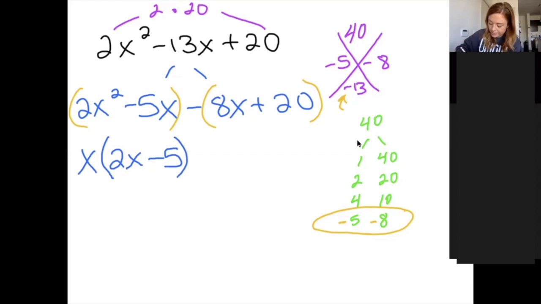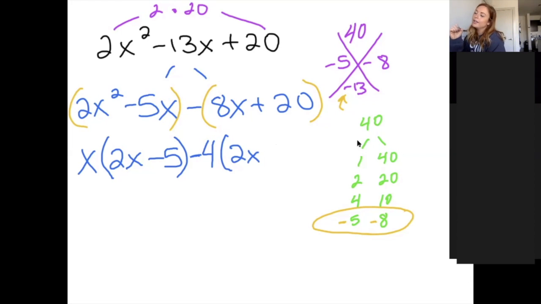Okay, so I'm going to drop down that minus, and then 8x plus 20. What's the GCF of 8 and 20? 4. Yep, 4. Okay. So then negative 4 times what gets me back to 8x? Well, 2x. Then you have to watch that sign on the very last one. The sign sometimes messes people up. Negative 4 times what gets me back to positive 20?